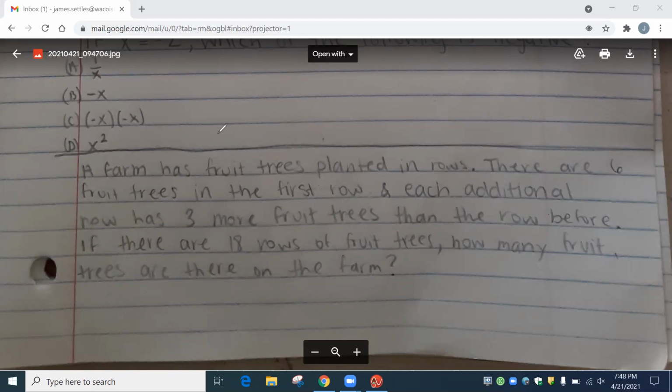So the first one has 6. The next one's going to have 3 more, 9. The next one's going to have 3 more, 12. Now, in the end, you could keep going until you did 18 of them. So this would be the first one, second one, third one, and keep going until you got to 18 and then add them all up. But we can create a formula.